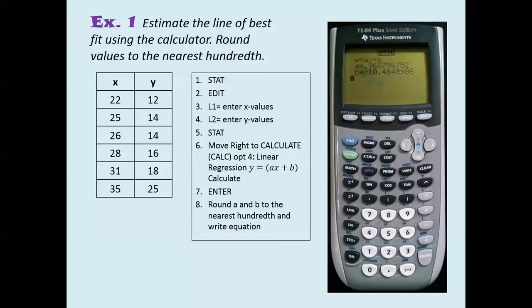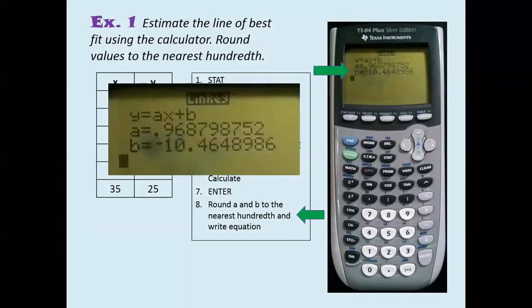If you did things right, you'll see a screen that looks like this. We want to then write our equation, and when we do linear regression, unless specified otherwise, you want to round the values to the nearest hundredth. So things are a little bit different when you take a look at this screen.